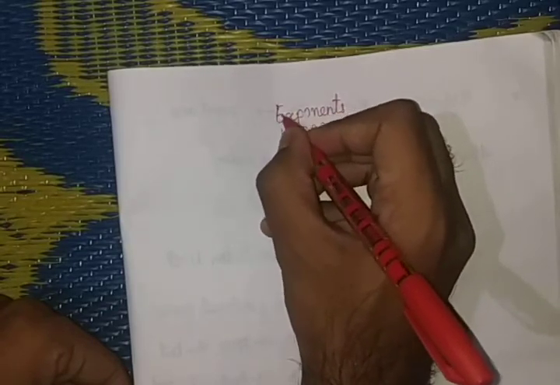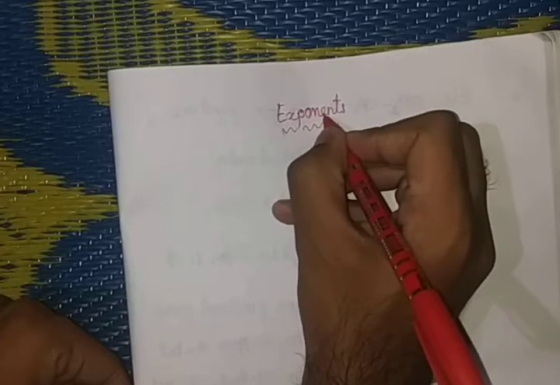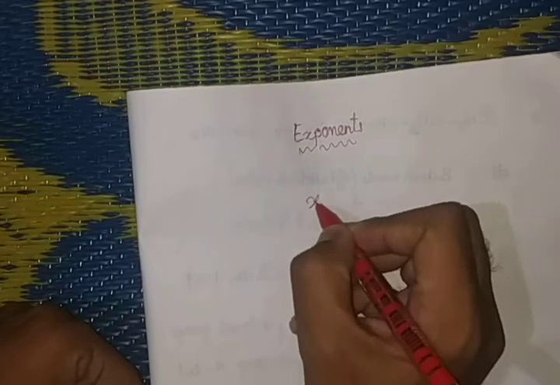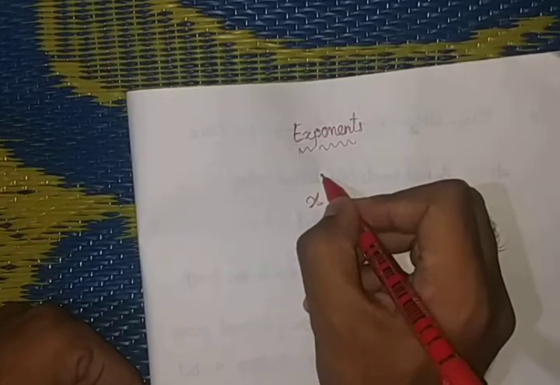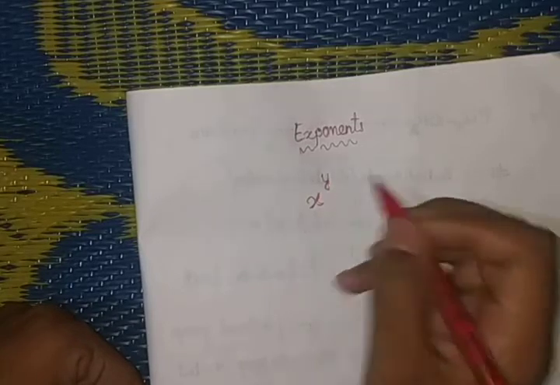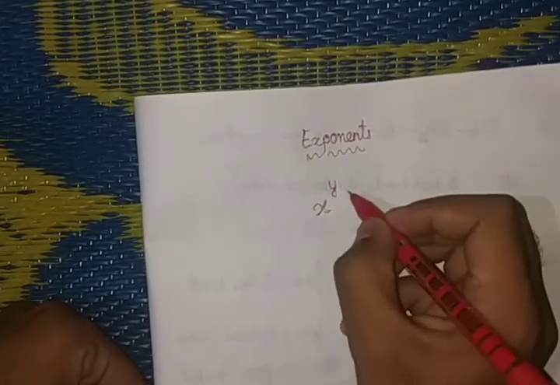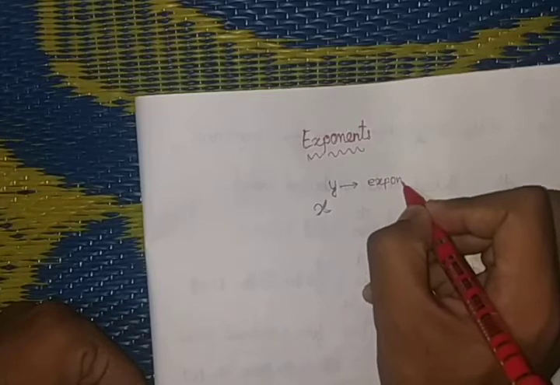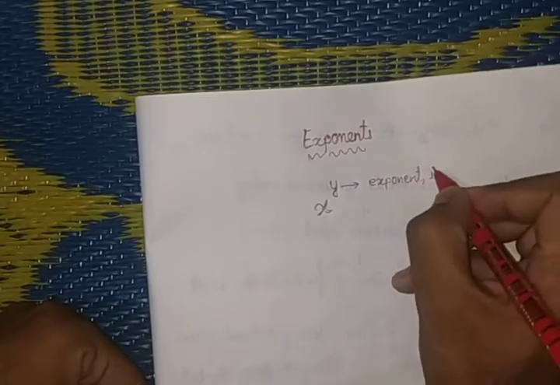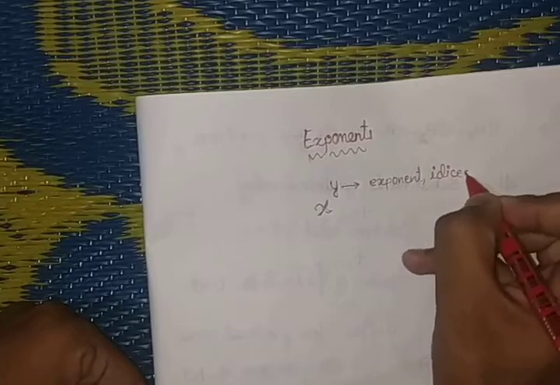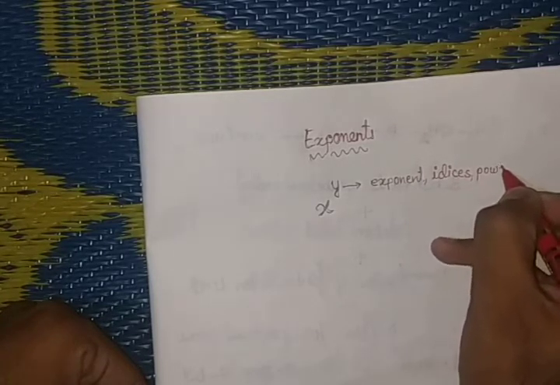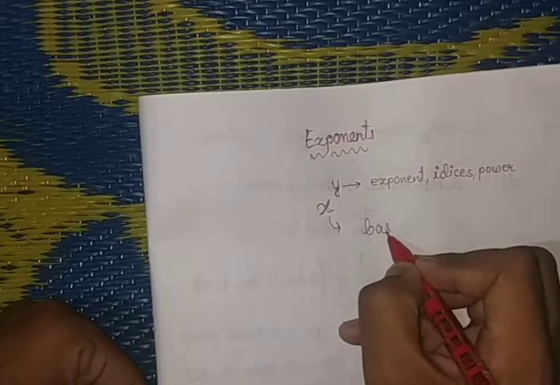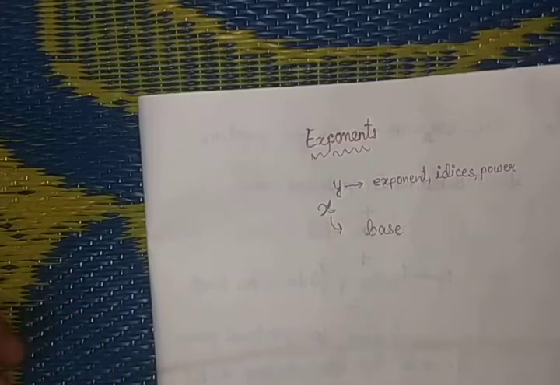Now here, exponent means power of a number. Now what is power of a number? Any number, if expressed in the form of x to the power y, then the number which is written above is known as exponent or indices or powers, and the one which is written below is known as base.